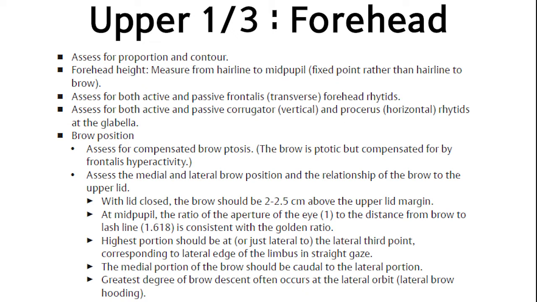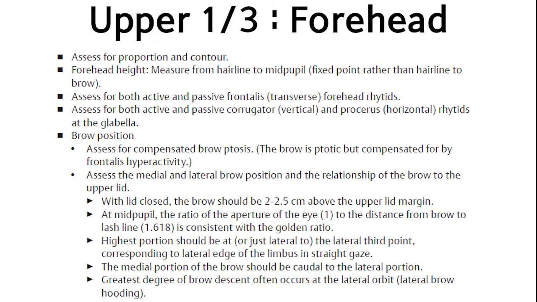And we assess the medial and lateral brow position and the relationship of the brow to the upper eyelid. With lid closed, the brow should be 2 to 2.5 cm above the upper eyelid margin. At mid-pupil, the ratio of the aperture of the eye to the distance from brow to the lash line is consistent with the golden ratio as 1.618.